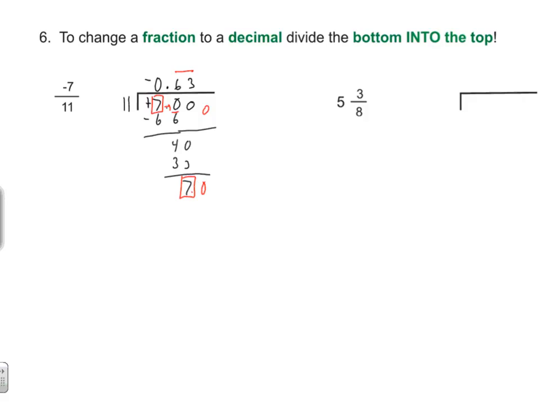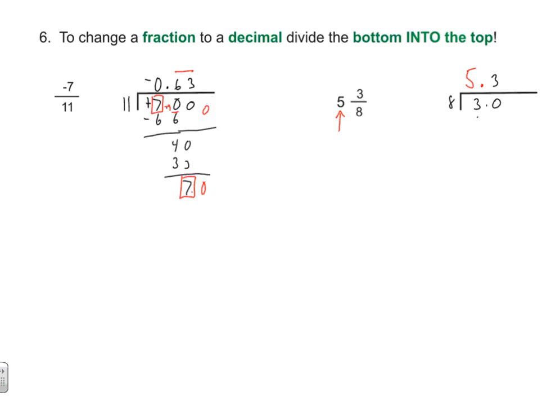Now, you could change this into an improper fraction and then divide it. But it's really easy if it's a mixed number. The 5, just go ahead and put it up there as your whole number, and it's going to be 5 point whatever 8 into 3 is. See, the whole number is going to be the 5 point part, and the fraction part is going to be the decimal part. Okay, so 8 goes into 30 how many times?